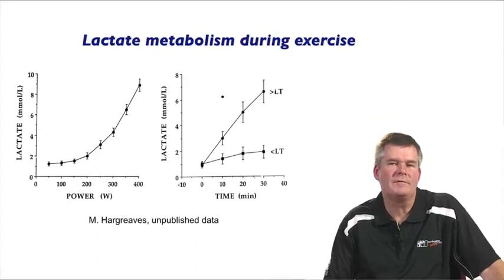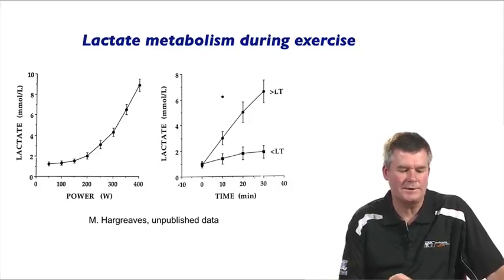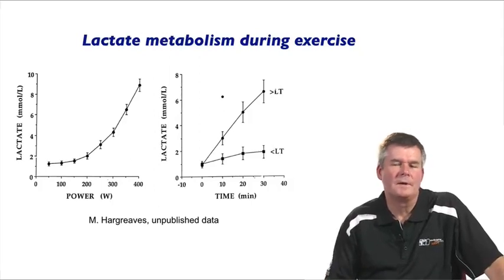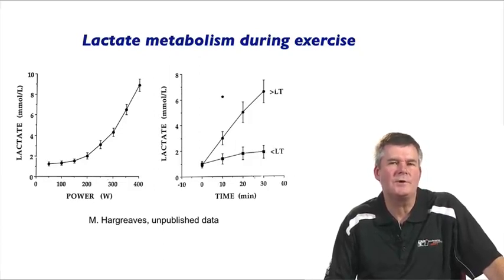The other fate of pyruvate is conversion to lactate. And a curve that is quite well known is the increase in lactate with exercise of increasing intensity. And you can see in the left panel the exponential rise in lactate as you increase exercise intensity. And this is related in part to the increased rate of glycogen breakdown.